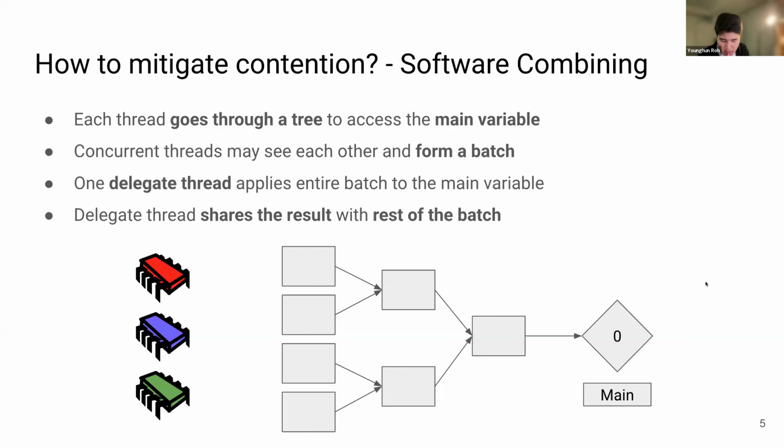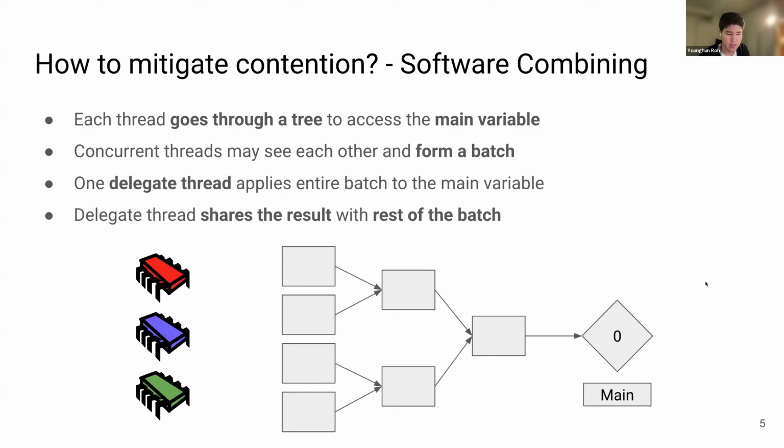So, to mitigate contention, there are certain approaches we can take from previous work, and the most tried way to mitigate contention is software combining. Basically, software combining algorithms combine multiple operations from concurrent threads so that some thread will be the delegate and still go to access the main variable, but some other threads will be waiting threads and will wait until that delegate thread does its work and gets the values back.